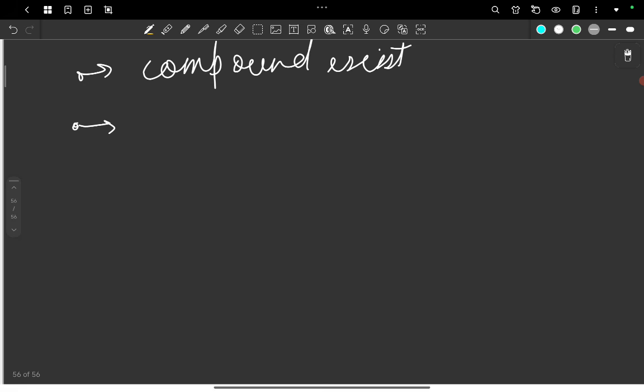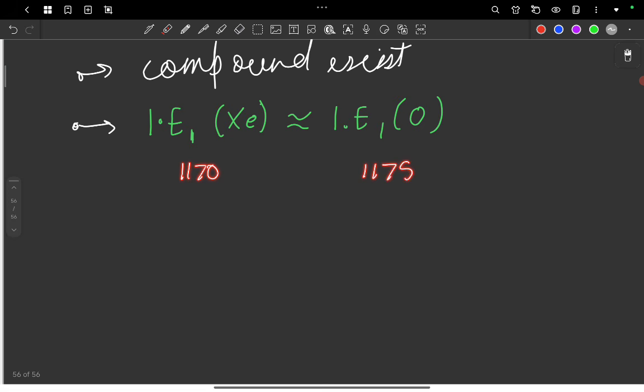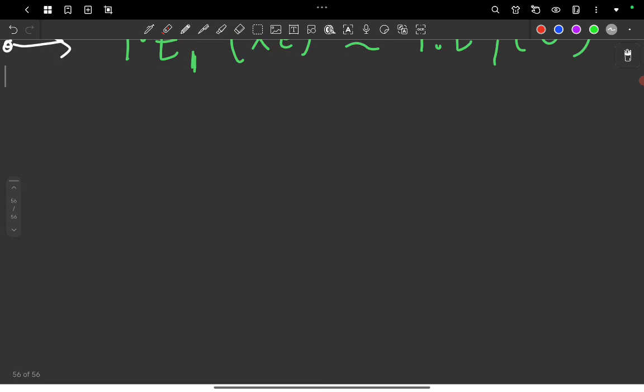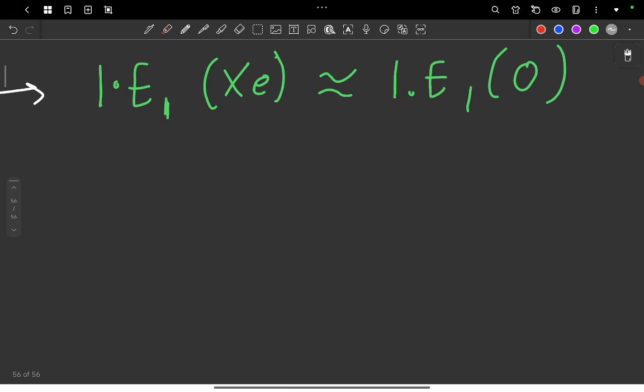But one point I want you to know in detail is that the first ionization enthalpy of xenon is almost exactly the same as that of oxygen. And this is 1170 kilojoule per mole, and this is 1175 kilojoule per mole. And this is how the first compound of xenon was actually discovered. What happened was some dude made a compound called O2PtF6, and he made efforts to prepare the same type of compound with xenon.